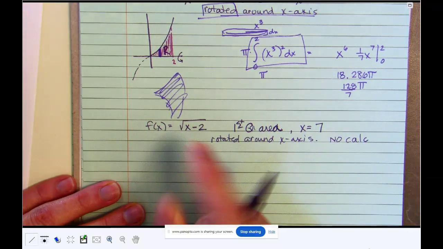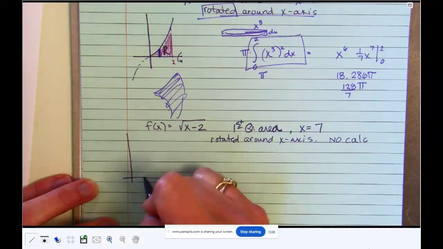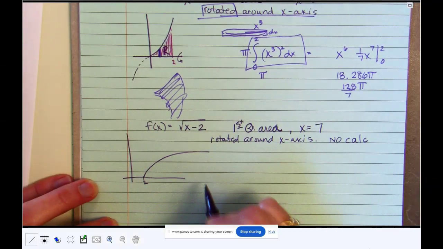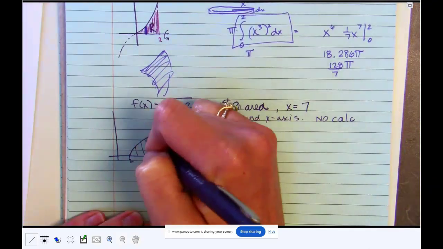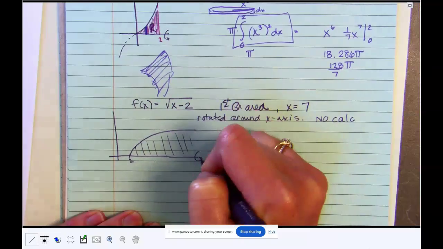Okay, this guy, his graph looks like this. I'll even tell you. Looks like this. This is 2. Okay, so first quadrant area right here, rotated around the x-axis.